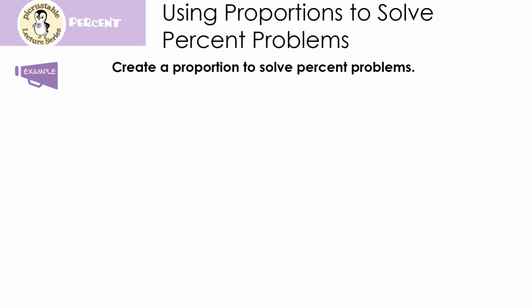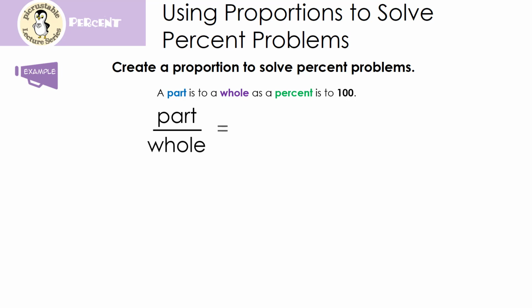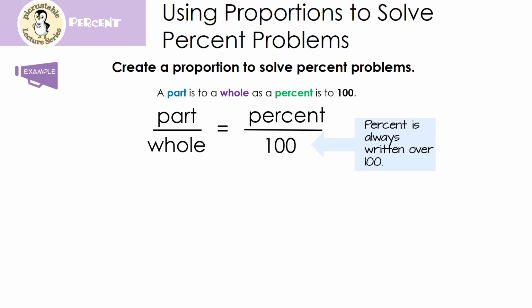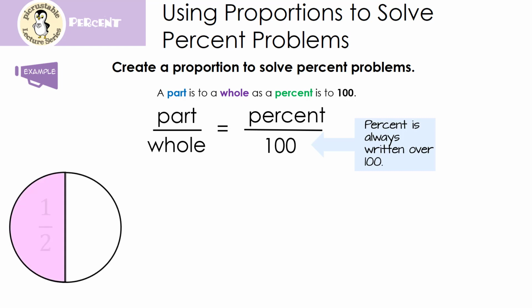First, let's create a proportion to solve percent problems. A part is to a whole as a percent is to 100. Let me show you a little bit easier. Part is to a whole as percent is to 100. And the percent is always written over 100. It's part of our formula.